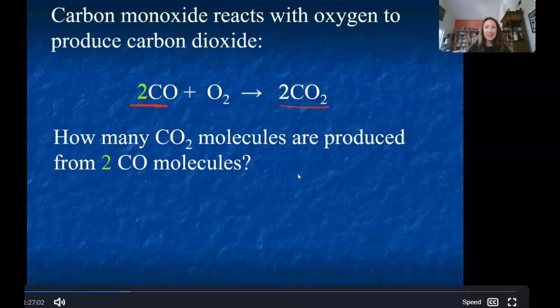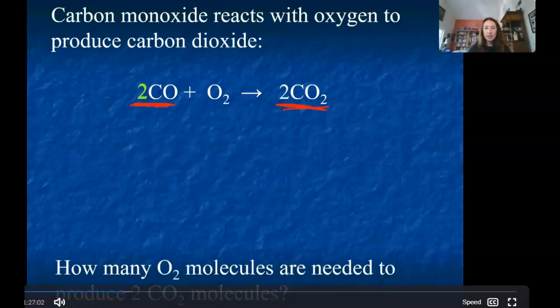So try this. The first couple might be a little difficult, and then you're going to get really good at this. So that's my question. How many CO2 molecules are produced from 2 CO molecules? So if I have 2 of these, how many of these do I make? Do you see how we're literally just looking at that coefficient?